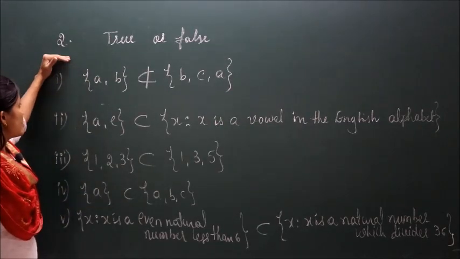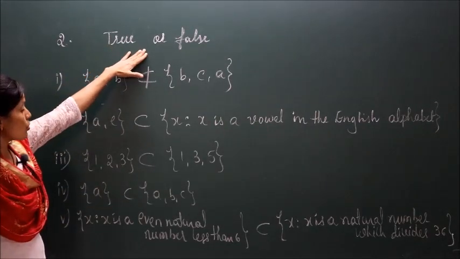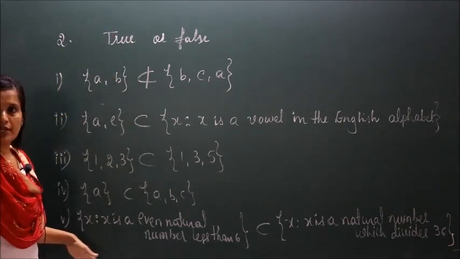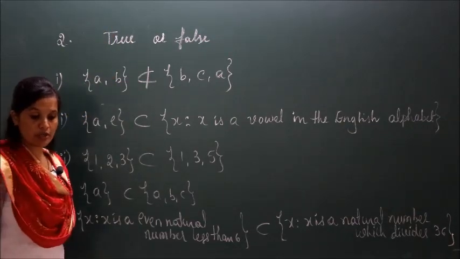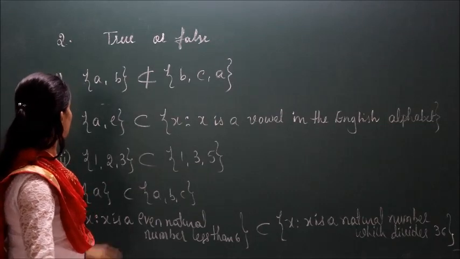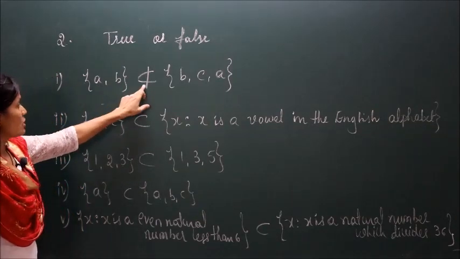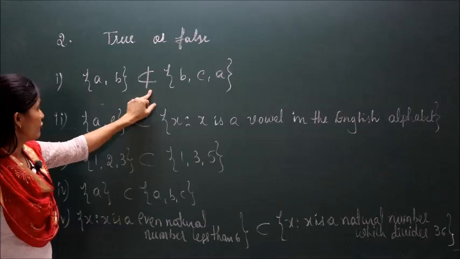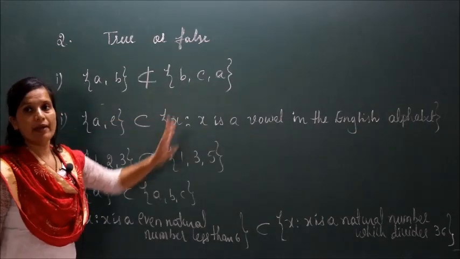Look into the next question here. You have to state true or false. The statements are given here. You have to say whether it is true or false. The first one: the set {A, B} is not the subset of {B, C, A}.